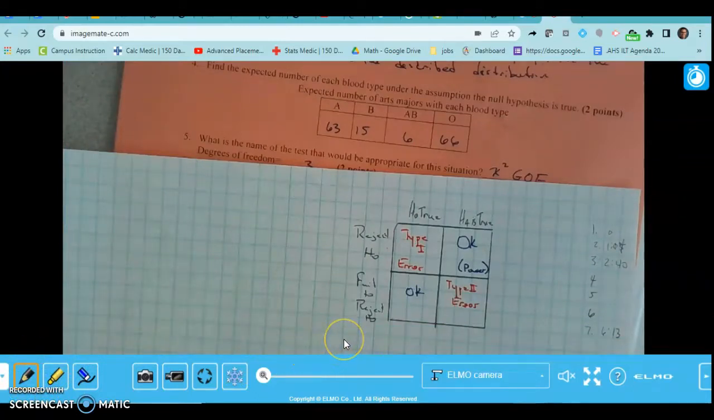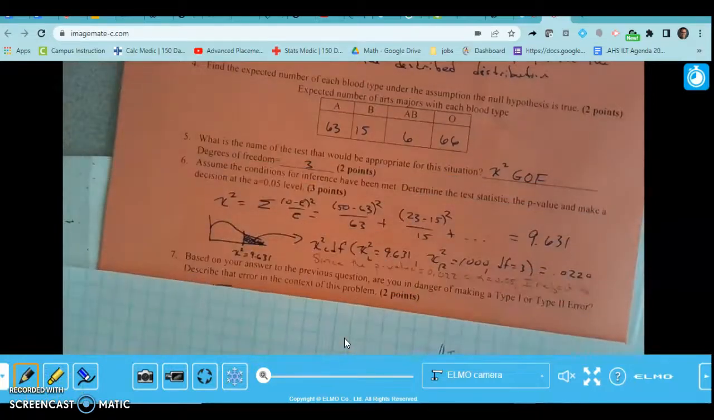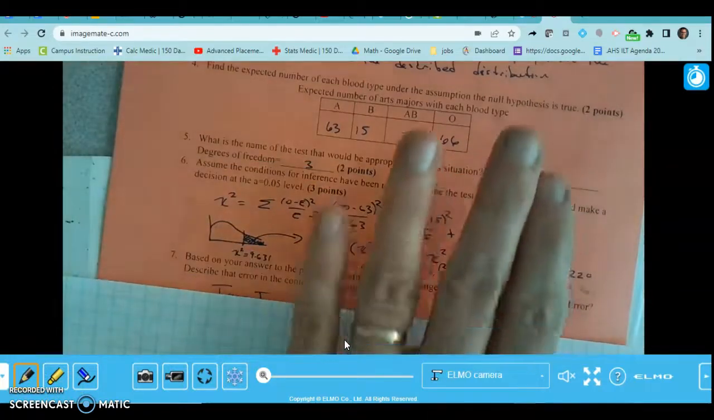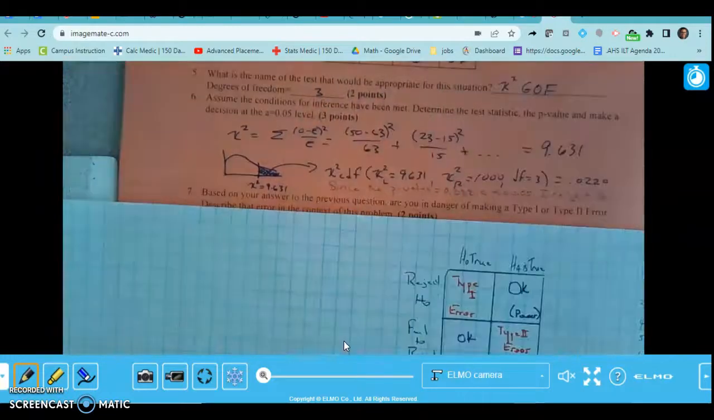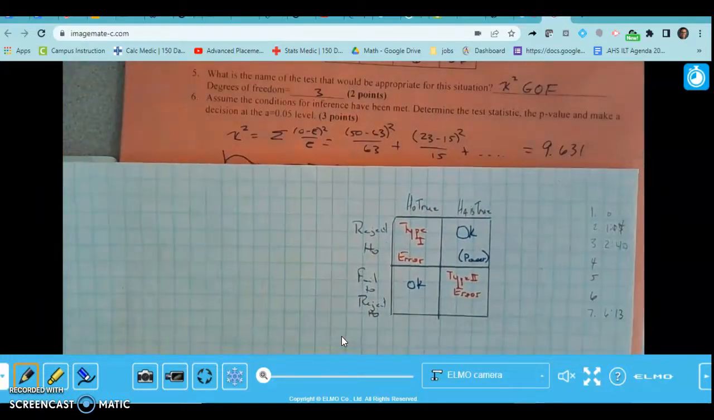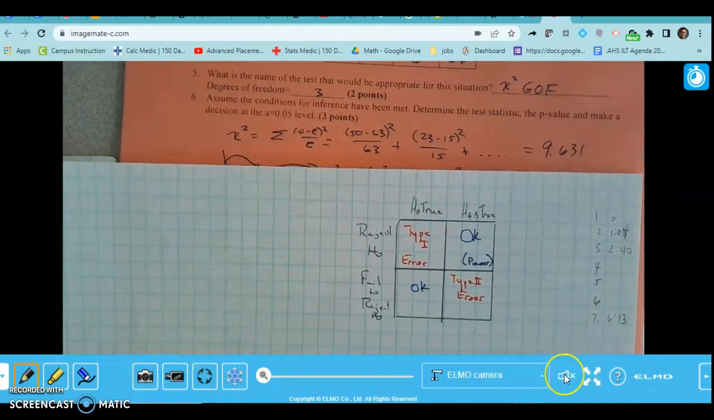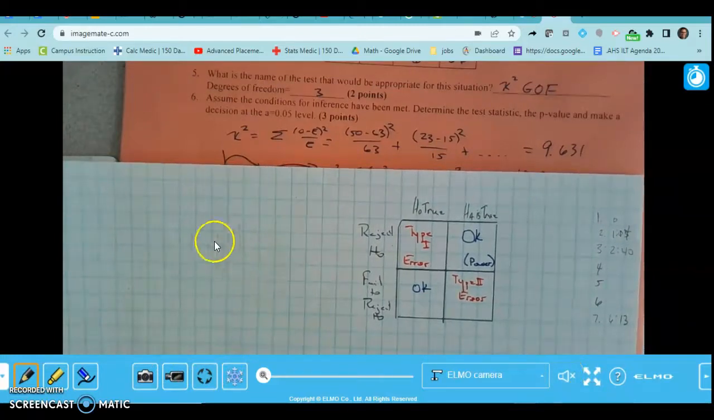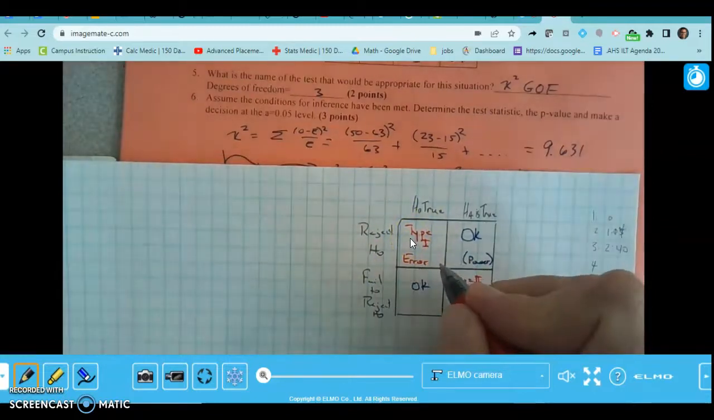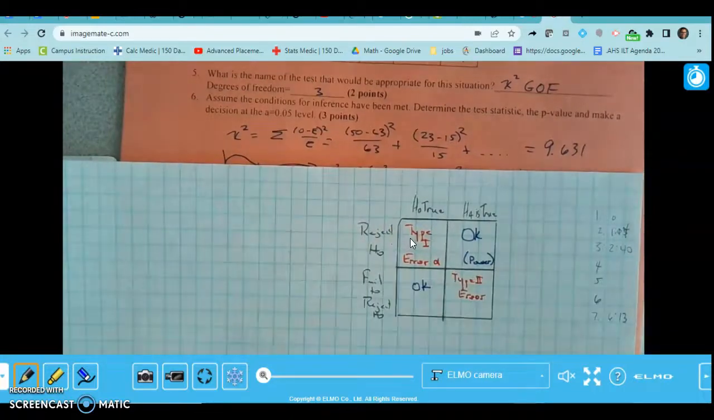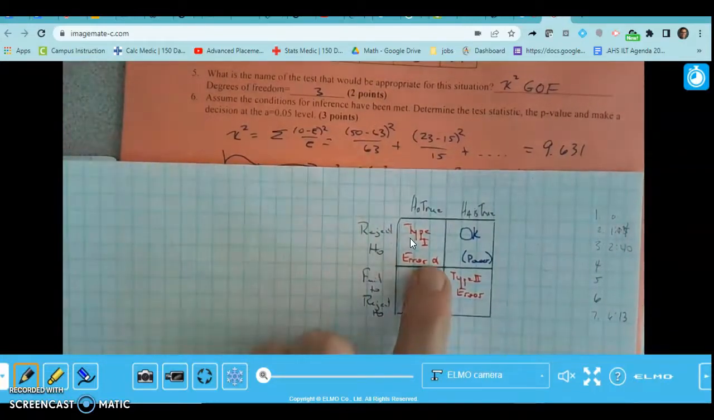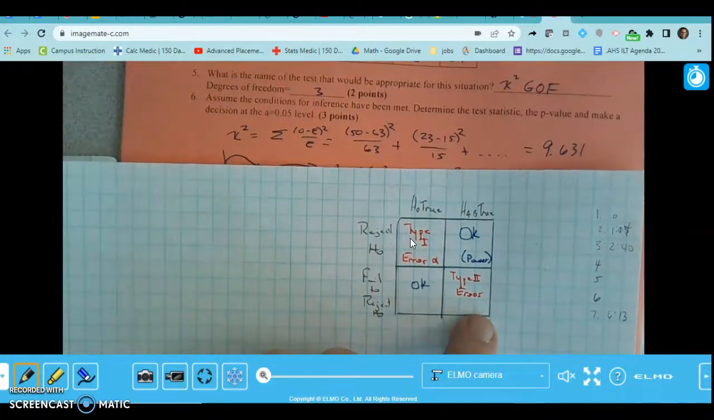Question number 7 asks, are you in danger of making a type 1 or a type 2 error? So recall that a type 1 error occurs when we reject the null, but the null is true. So in this case, because we rejected the null, that's the only kind of error that we could have possibly made. Recall also that the probability of that occurring is whatever alpha is. So we're willing to make a type 1 error, in this case 5% of the time because that was alpha.